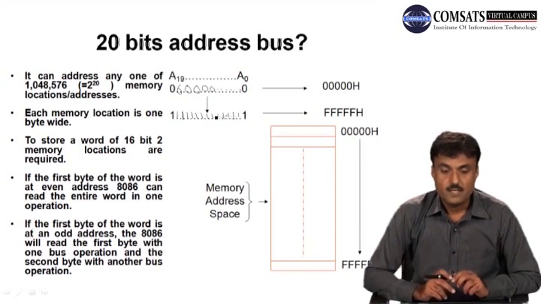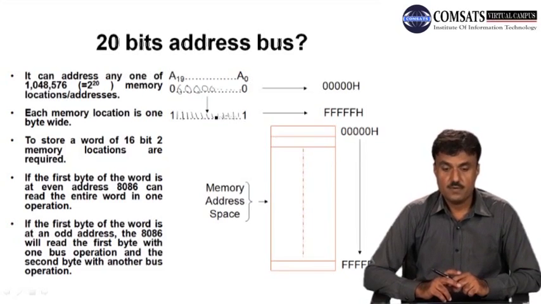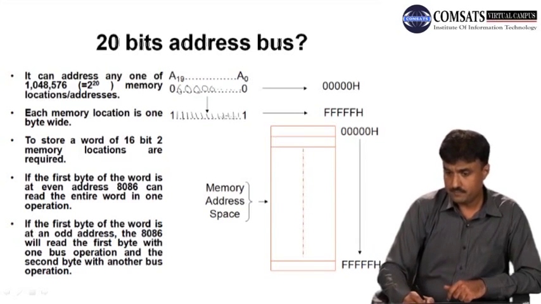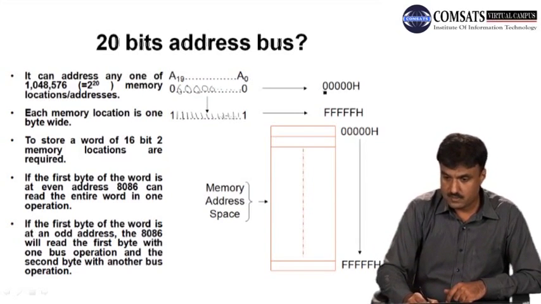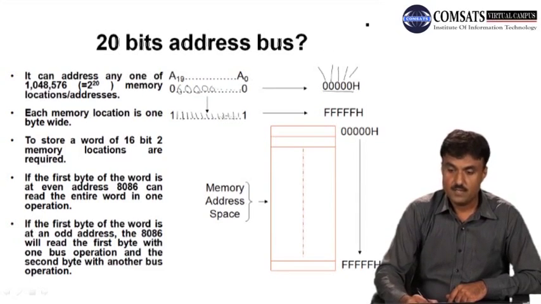Now this bus can address any one of the 2 raised to power 20 memory locations or addresses. Here you can see a representation in hexadecimal: 4 bits, 4 bits, 4, 4, so 4, 4 is 8, 8 and 8 is 16, and 4 is 20. So we can represent all those 20 bits by using 5 hexadecimal digits.